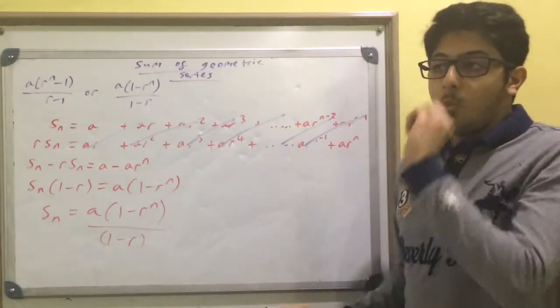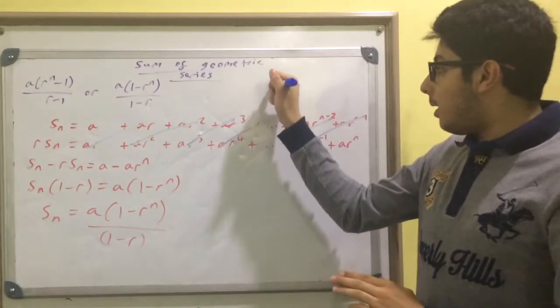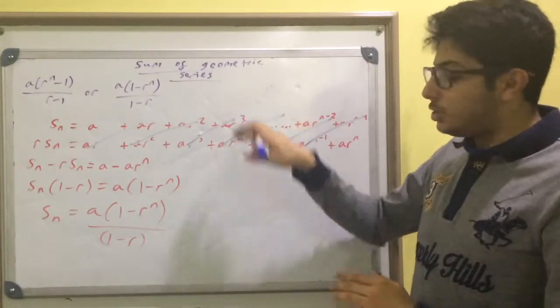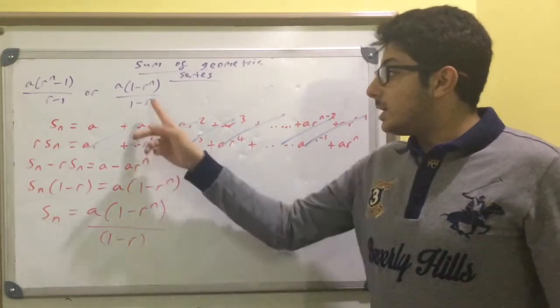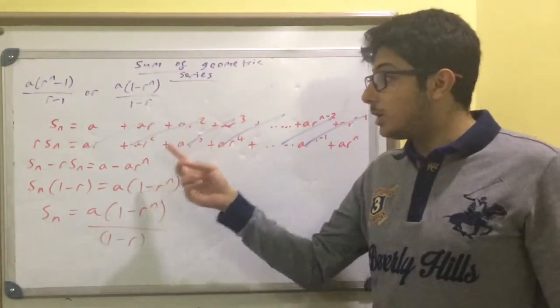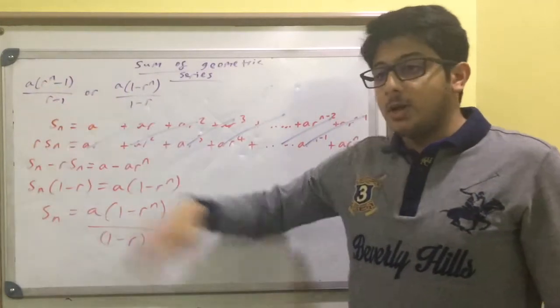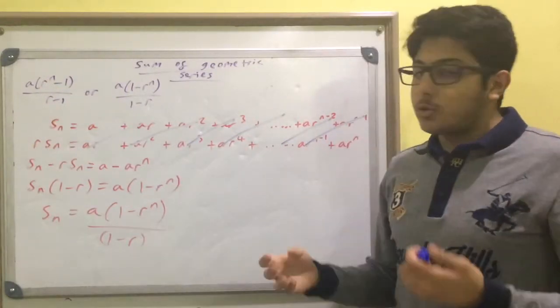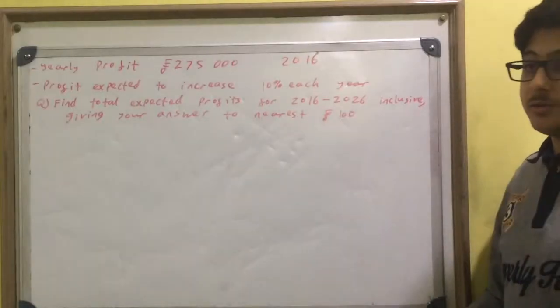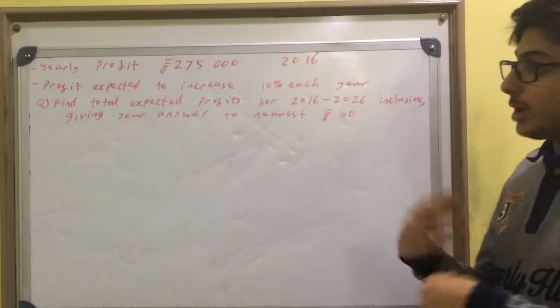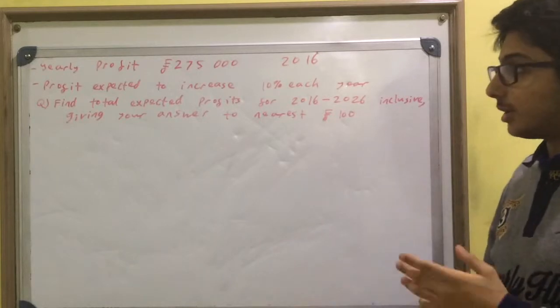Now, when the common ratio is smaller than 1, I would use this formula. When it's bigger than 1, I would use this formula. Because then you're not number crunching with negatives, which is never good. So here's part of an exam question, so you can practice using the sum formula.